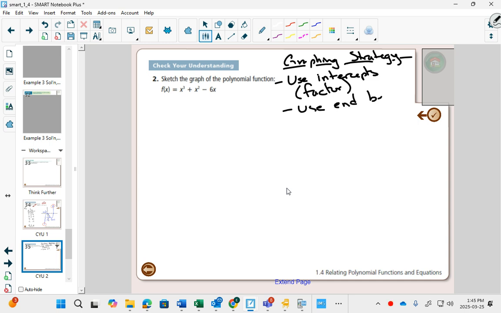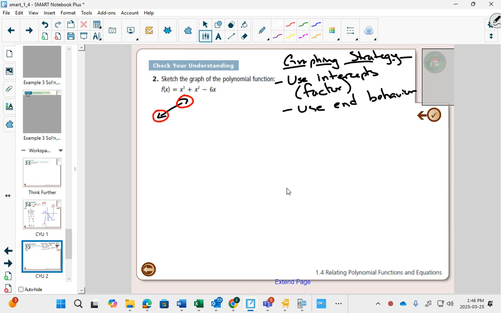We're still going to use the end behavior, but we're going to use the intercepts as key points. And we're going to look at what that looks like. So, first of all, still using end behavior, this is an x cubed. I know that it's going to look like this. There's my end behavior.